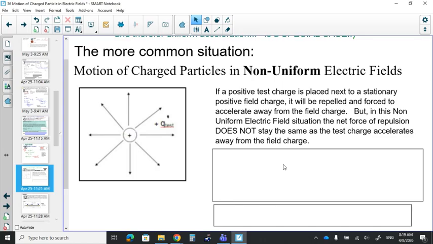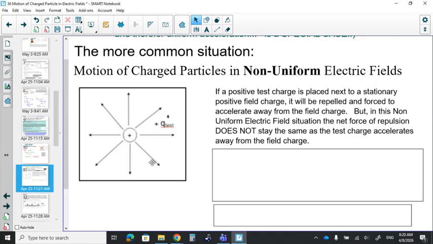So if a positive test charge is placed next to a stationary positive field charge, so somehow they lock this one here in place, and then they put one near it that can move, and so on. Remember, this one's the one that's causing the electric field. This one's just there to feel it. It's not affecting the field. It's a small enough charge in comparison. That's the idea, right? So it'll be repelled, of course, to accelerate away.